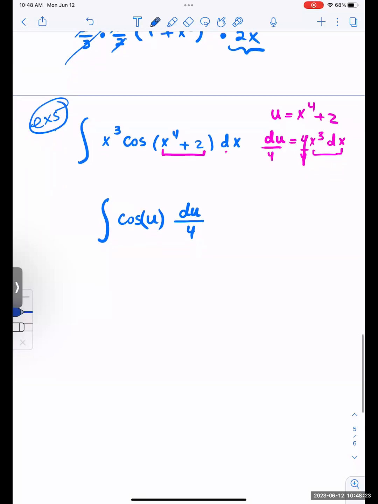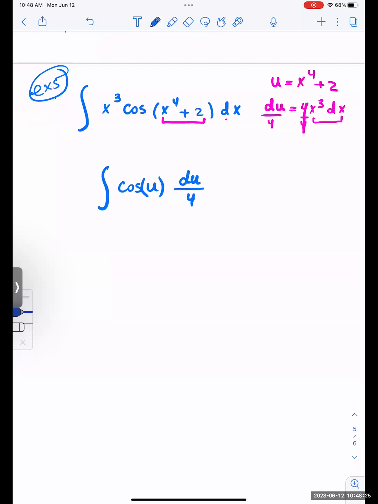Okay. What is the antiderivative of cosine? Or what is the integral of cosine? Sine or a negative sine?